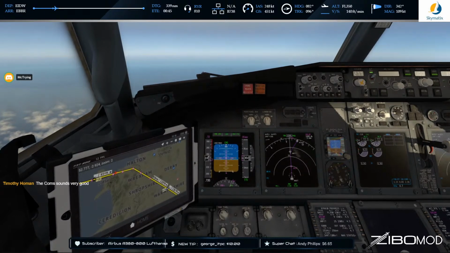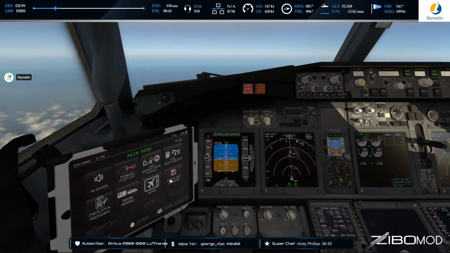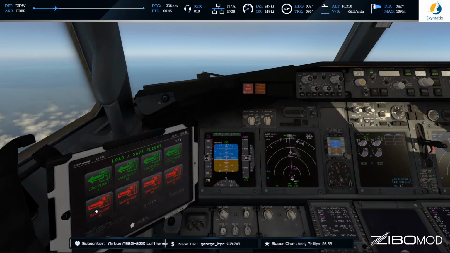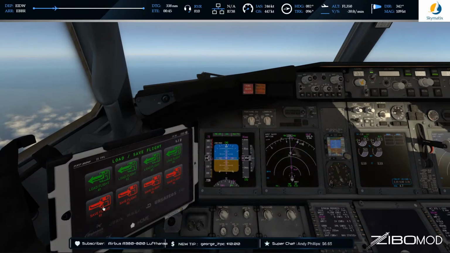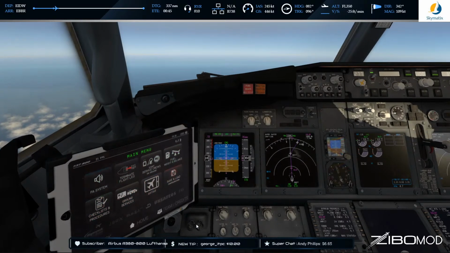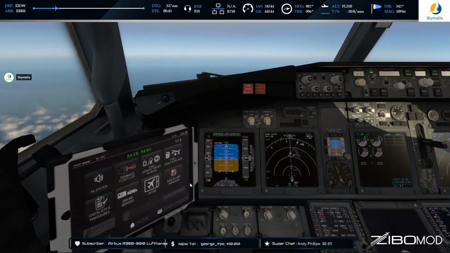Right, we'll see if the safe flight works. Oh yeah, that will teach me. I've just saved my first one now.